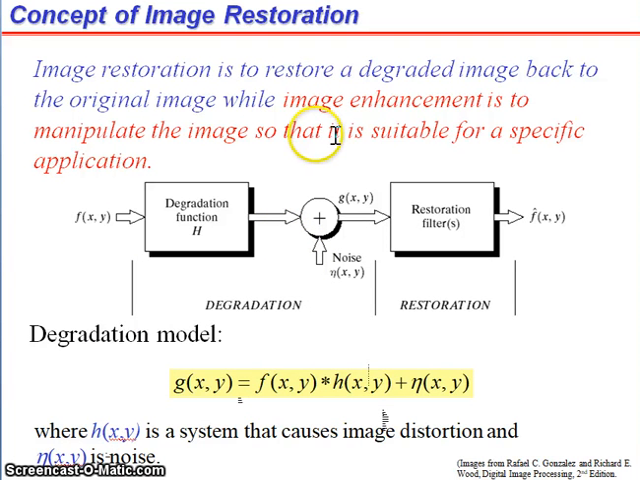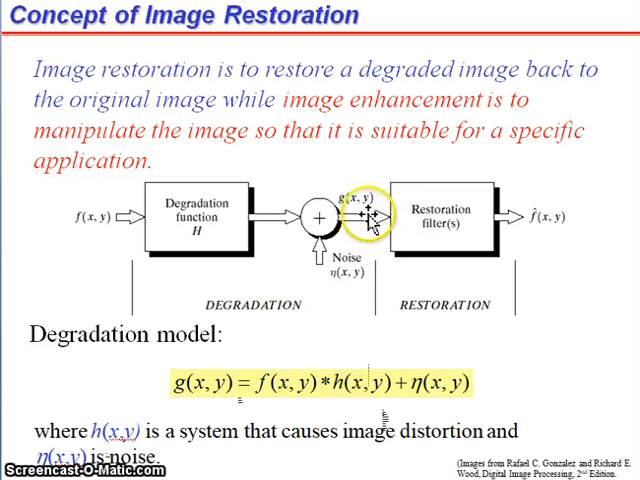Of course we know the definition of restoration and the differences between restoration and segmentation, discussed in chapter 1 as well as in chapter 3. Image restoration is nothing but restoring a degraded image back to the original image. And image enhancement is to manipulate the image so that it is suitable for a specific application, right? So now here is the image restoration block diagram.